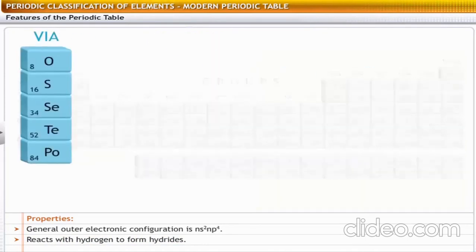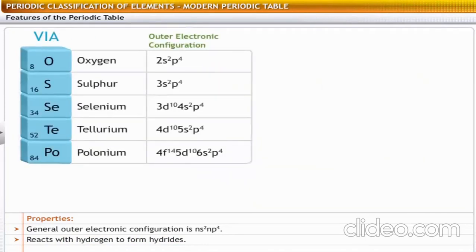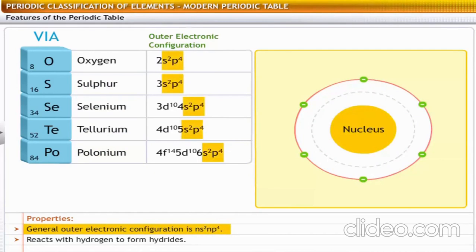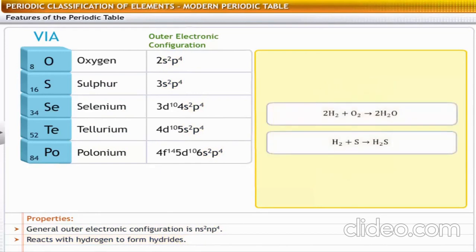Let's now consider group 6. The elements of group 6 are oxygen, sulfur, selenium, tellurium, and polonium. These elements contain 6 valence electrons and hence their general outer electronic configuration is Ns2Np4. These elements react with hydrogen to form hydrides. For example, water and hydrogen sulfide.